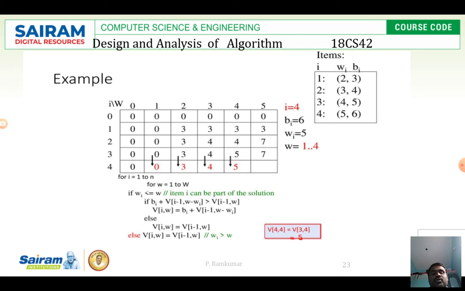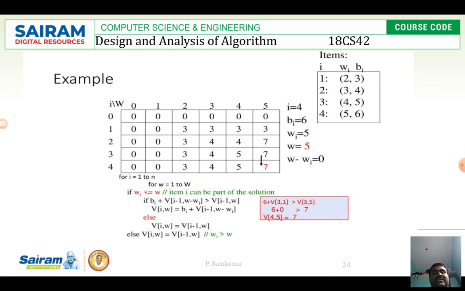Next I am going to consider the last object. When I am considering the last object, total weight is 2 plus 3, 5, 5 plus 4, 9, 9 plus 5, 14. But my bag size is 5. I cannot adopt those objects into this. So in 4 comma 5 I will write the same value 7 from the previous one. Now the bag is full. I cannot load any other object afterwards.